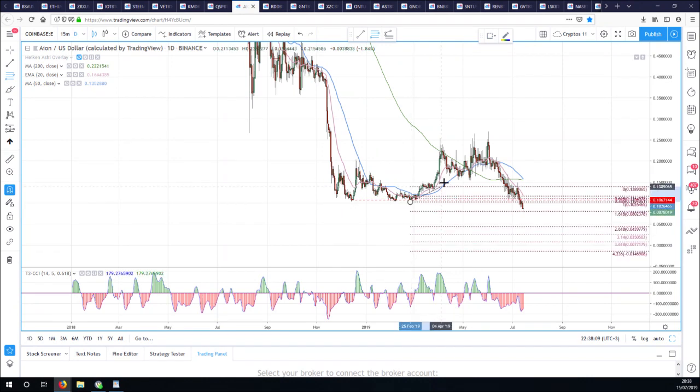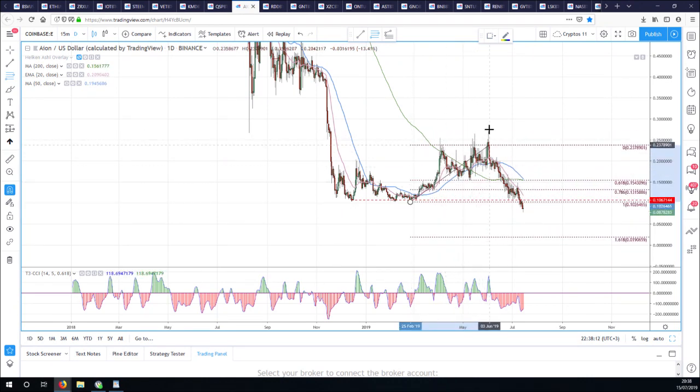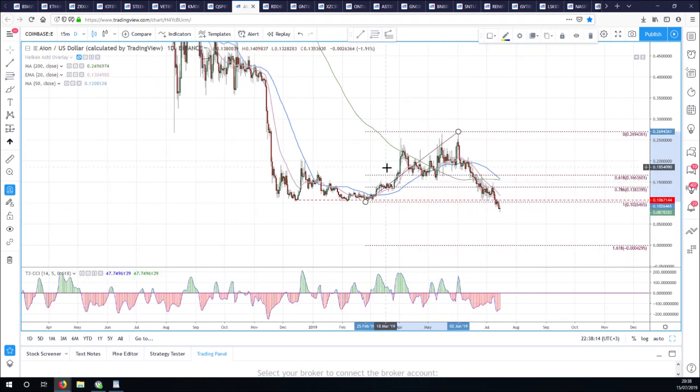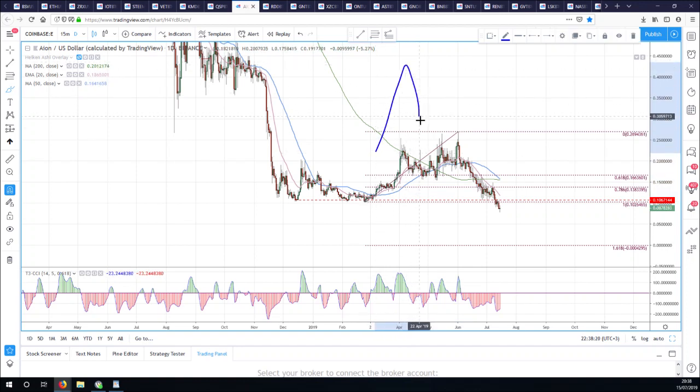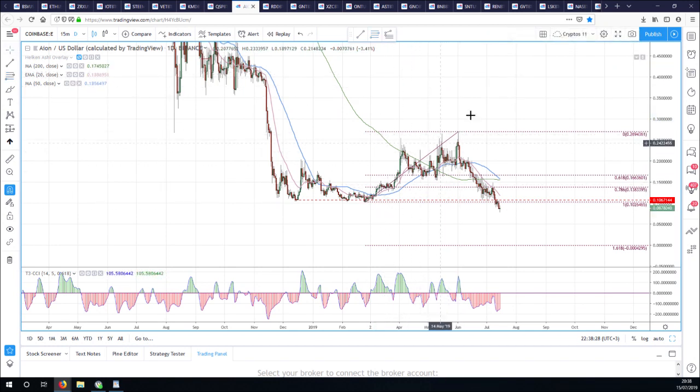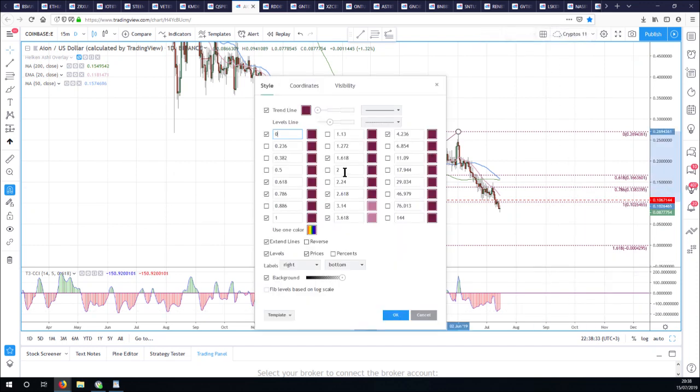I do projections by taking the low to the high of the correction. Unless it's an ABC, like sometimes in a correction like this, you'll see ABC, in which case I would put my fib on from here to here. Okay, but anyway, in this one, we've got it like this. So I'm going to look for where the 1.13 and then the 1.272 come in.